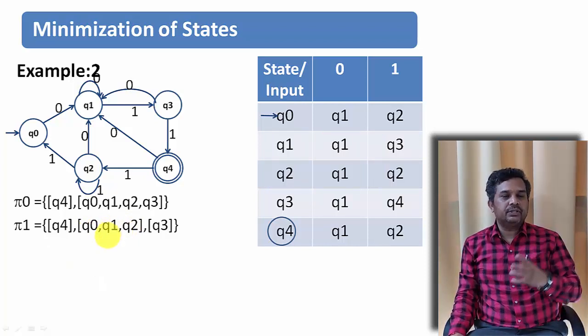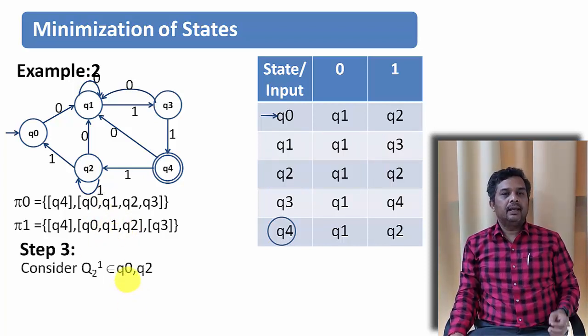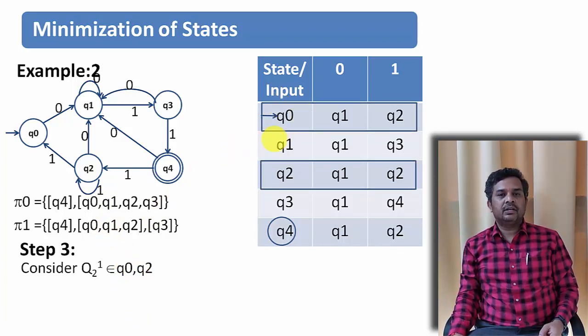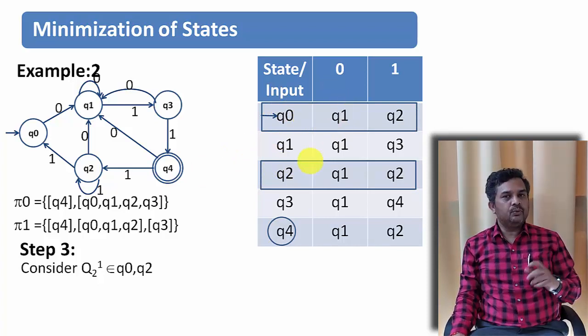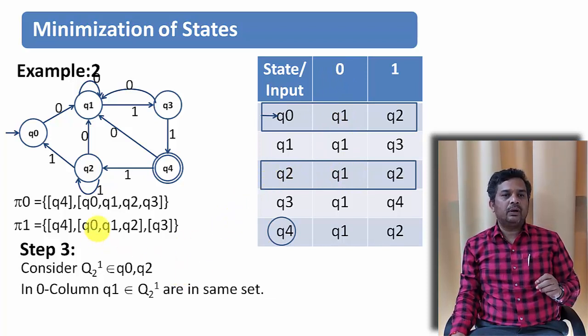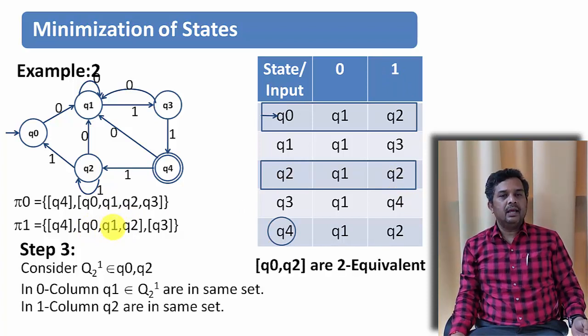So we'll take two states from this partition. Let us take Q0 and Q2. So let us concentrate on these two rows only. Q0 on 0 is Q1, Q2 on 0 is Q1. So Q1 and Q1 belong to this partition, so they are in the same set. Q0 on 1 is Q2 and Q2 on 1 is Q2. Q2 and Q2 belong to this partition also. So I can say Q0 and Q2 are 2-equivalent.